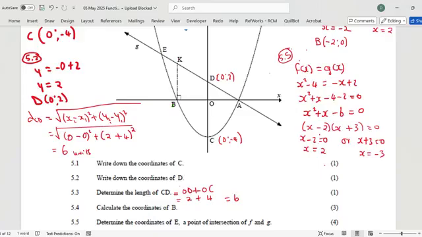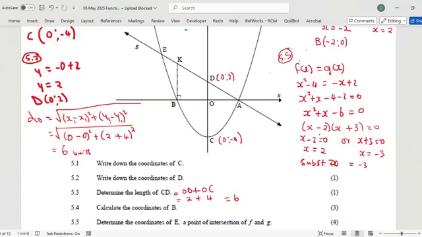We are going to substitute x equals -3 in either g of x or f of x, not both, either g of x or f of x. So which one do we choose? Do we choose g of x or do we choose f of x?